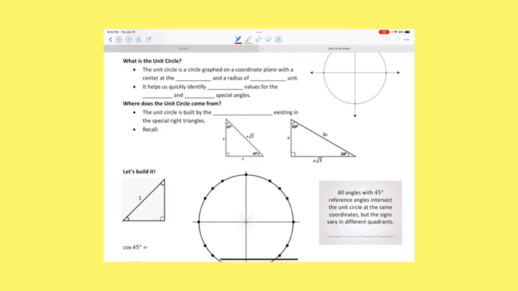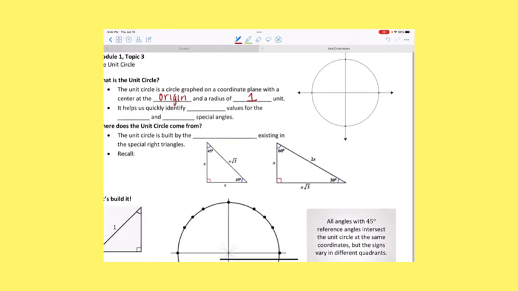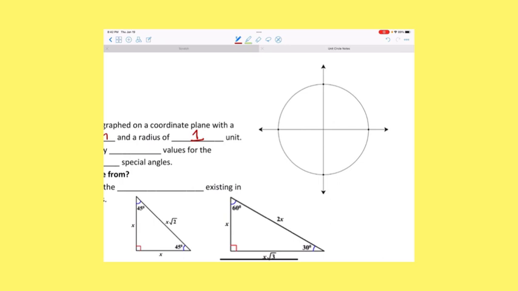So the unit circle is just a circle that's graphed. If we put it on a coordinate plane and we center the circle about the origin, it's going to be called a unit circle when the radius has a length that is exactly 1 unit. So the unit circle is graphed on a coordinate plane. That just means we're graphing it on an x and y axis with a center at the origin and a radius of exactly 1 unit. So this is what a circle centered around the origin would look like.